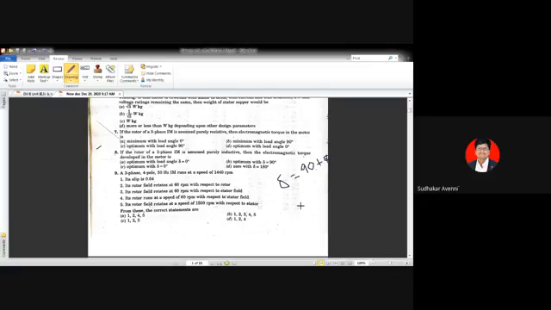Now identify the correct statement. First, its slip is 0.04. With 4 poles, what is the synchronous speed? Ns is equal to 120 f by P, and from that we obtain synchronous speed, which is 1500 rpm. So slip S is equal to (1500 minus 1440) by 1500, so definitely we get the slip as 0.04. So A is the right option. Statement 1 is correct. Next, check the second statement.